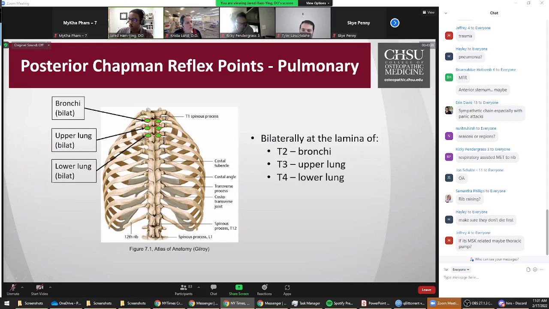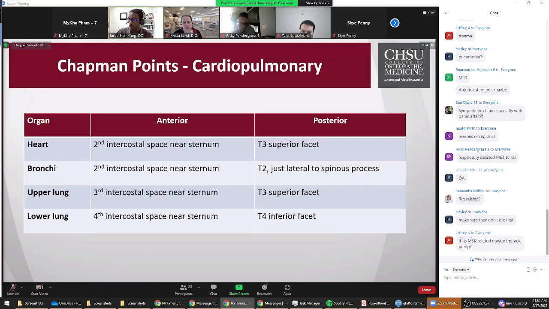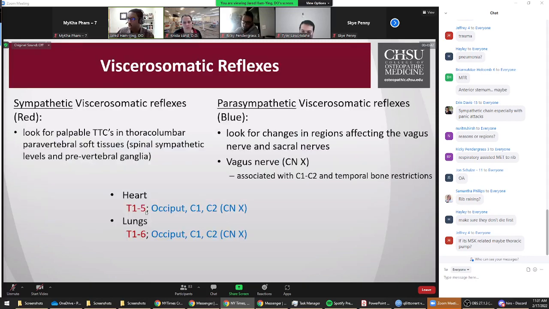More so for treatments, you're going to the posterior aspect of these Chapman's points, okay? Showing them here. Then you're going to have these viscerosomatics. I'm sure you all know this by now. So you got that T1 to 5 for the heart, and then 1 to 6 for the lungs. Could vary a little bit, maybe 2 to 6, but still 1 to 6 will cover you for our test and for boards.